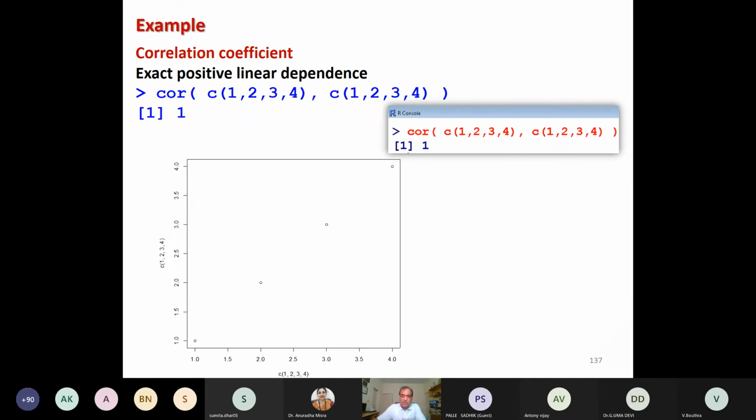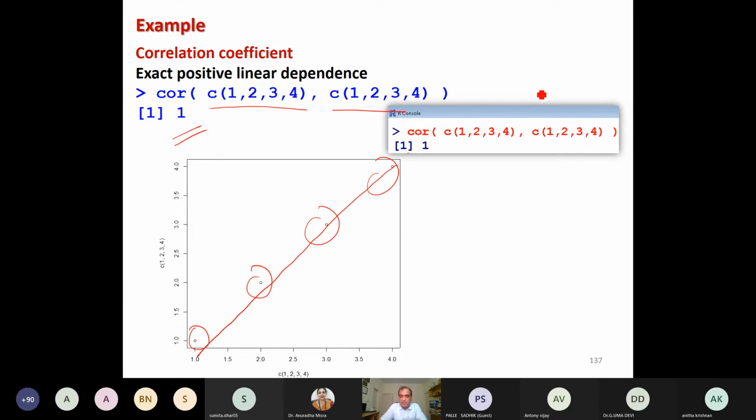Now, in case you try to find the correlation coefficient between two variables, if you take one observation as, say, 1, 2, 3, 4, and the other as, say, 1, 2, 3, 4, you can see that if you plot it, it will look like 1, 1, 2, 2, 3, 3, 4, 4, and they are lying exactly on the 45-degree line. In this case, the correlation comes out to be 1. Right, so you can just write them on the R console.